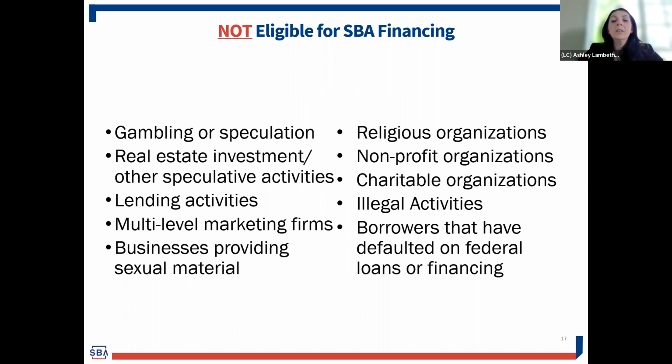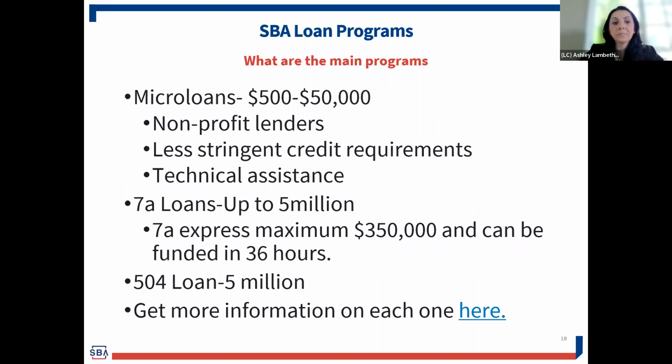And then the bottom one, borrowers that have defaulted on federal loans or financing. You can become ineligible if, let's say, you've defaulted on a federal student loan or a federal mortgage, so an FHA mortgage. If you have not been paying things like child support payments, those can create issues and make you ineligible for SBA financing.